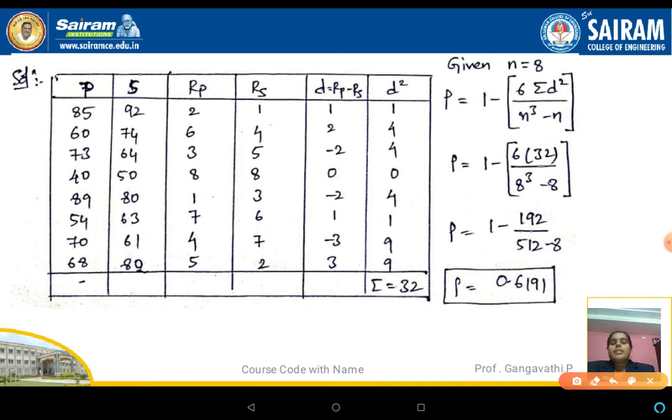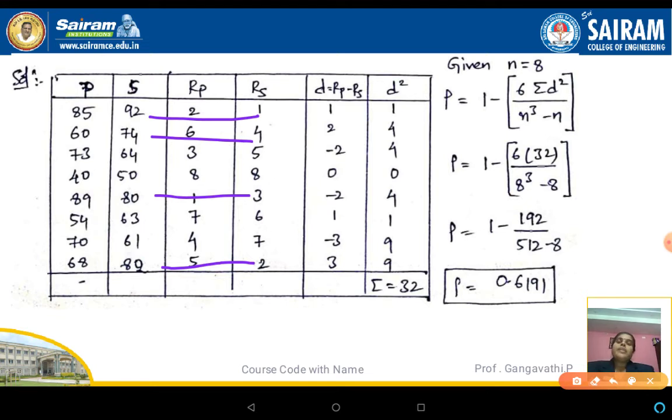So look at your SSLC marks of 8 students and allocate the rank. 92 takes the first rank, then 82 takes the second rank, 80 takes the third rank, 74 takes the fourth rank, 64 takes the fifth rank, 50 takes the eighth rank, 63 takes the sixth, 61 takes the seventh rank. So now we have allocated the ranks.